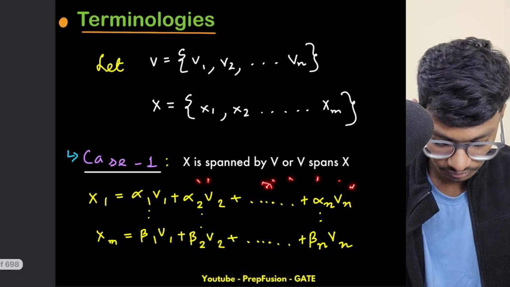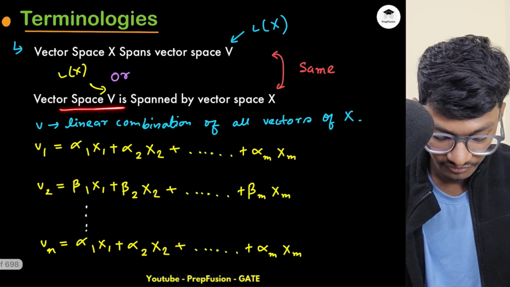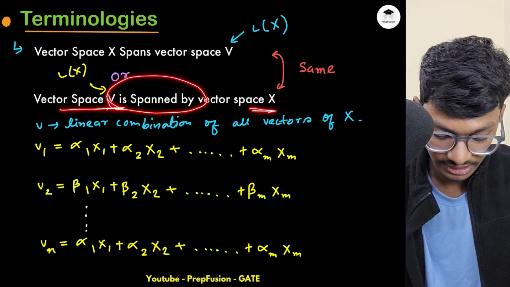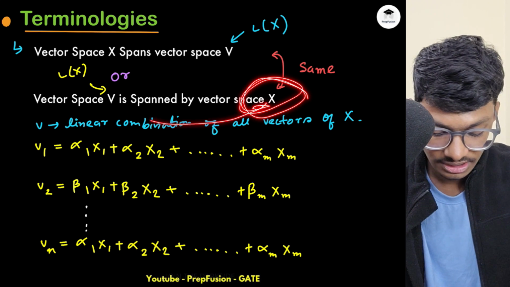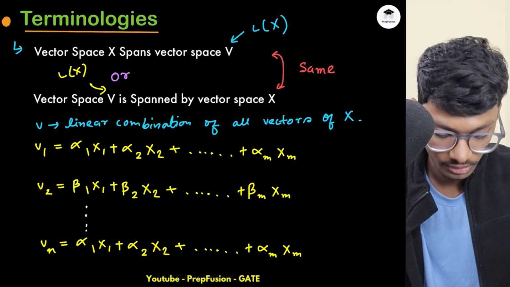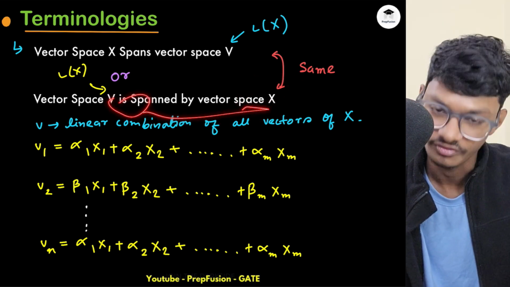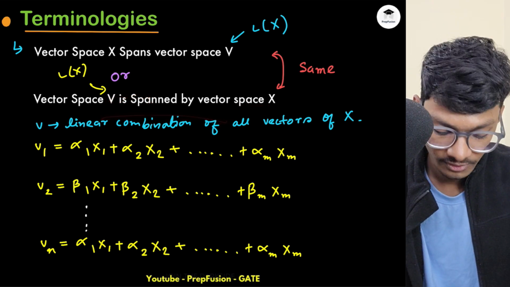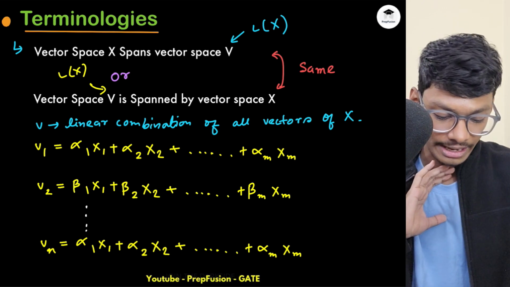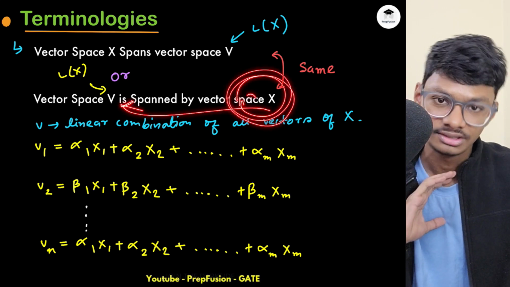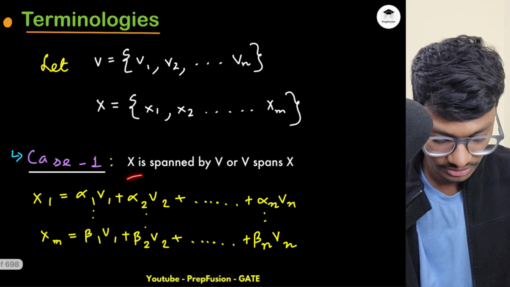what does this mean? So here V is spanned by X. That means V I can write as a linear combination of X. That is what this means: V is spanned by X. So X is spanning me. Basically I can write all the linear combinations of X, and that will be equal to V. So this is what this means.